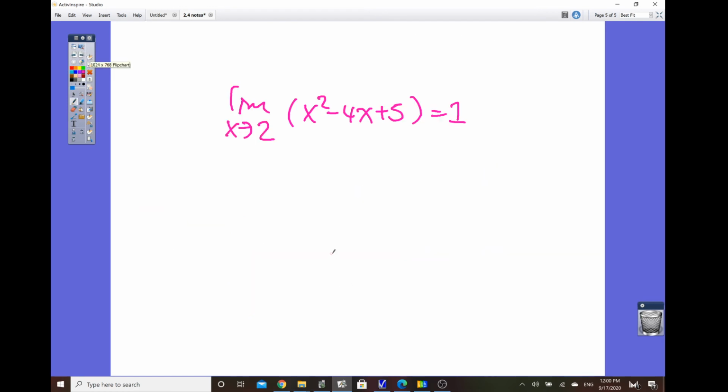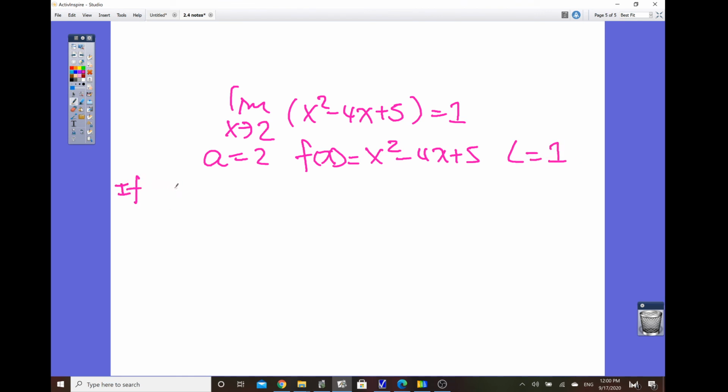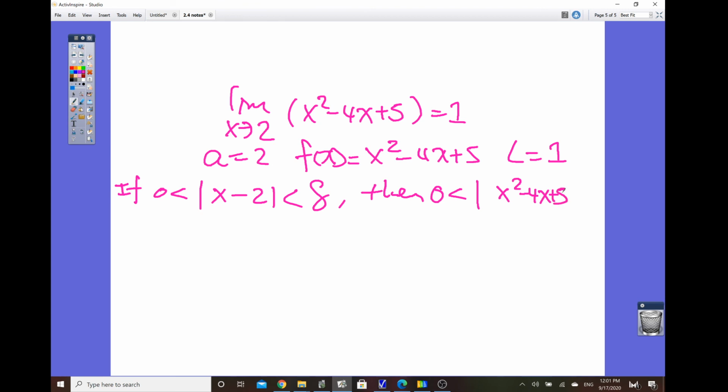So one thing that we need to find out is the value of a, which is 2, and then f of x is the quadratic trinomial. And then the value of L, which is what? 1. Again, let's put it into the precise definition of limit. So if 0 is less than the absolute value of x minus 2, which is less than delta, then 0 is less than the absolute value of f of x, which is x squared minus 4x plus 5, minus L, which is 1, and that is less than epsilon.